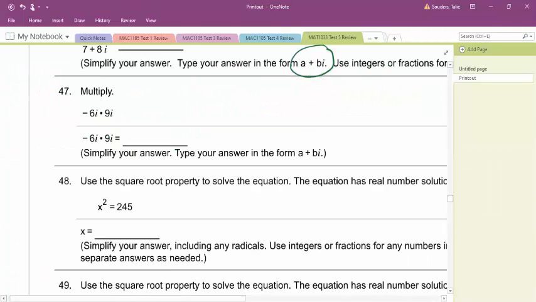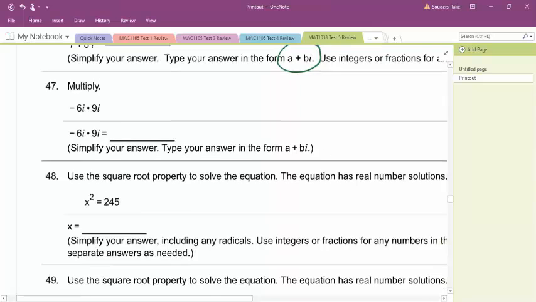What's negative 6i times 9i? Negative 54i squared. Good. And what does i squared equal? Negative 1. So overall, what is your answer? 54. There you go. They just wanted to see if we were paying attention.